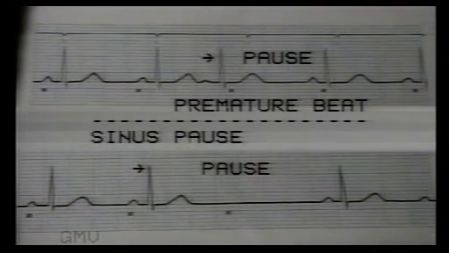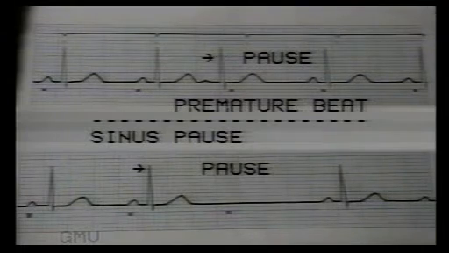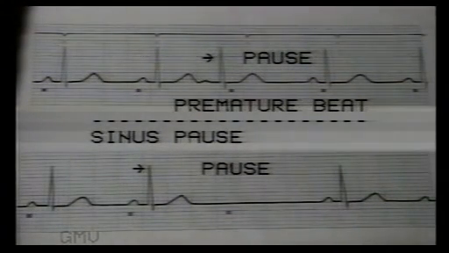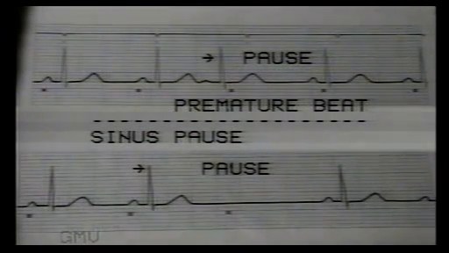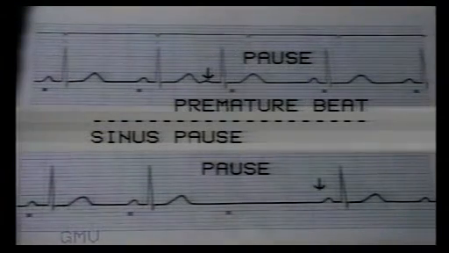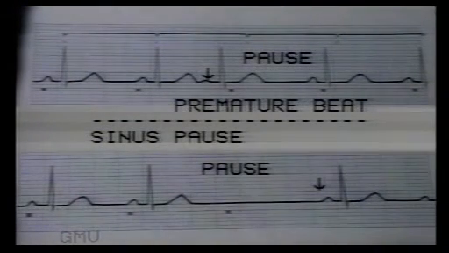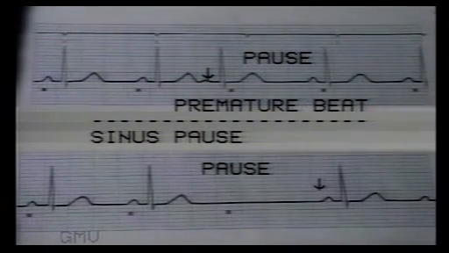So to revise, whenever you see a pause, first study the preceding beat. If it has occurred early, as in the upper strip, it is a premature beat with compensatory pause. And if the RR interval is normal, as in the lower strip, then it is a sinus pause with an escape beat. Now if it is a premature beat, study the QRS complex, compensatory pause and P wave to decide the origin of the premature beat. And if it is a sinus pause, study the succeeding beat to know the type of escape beat.